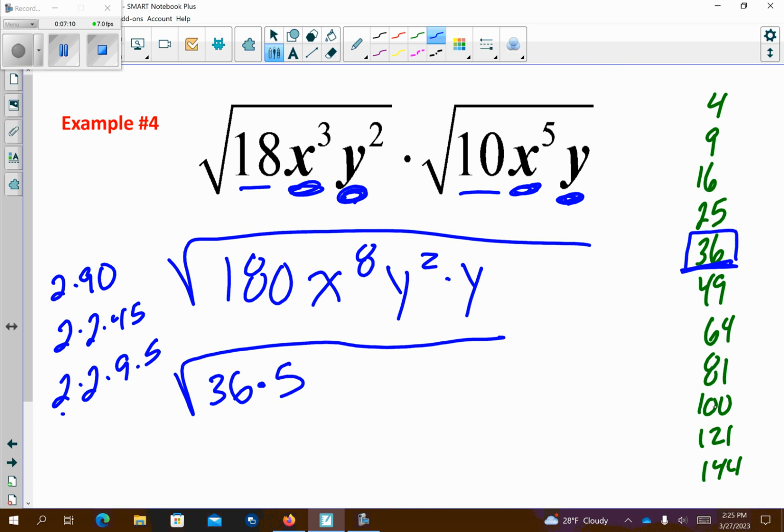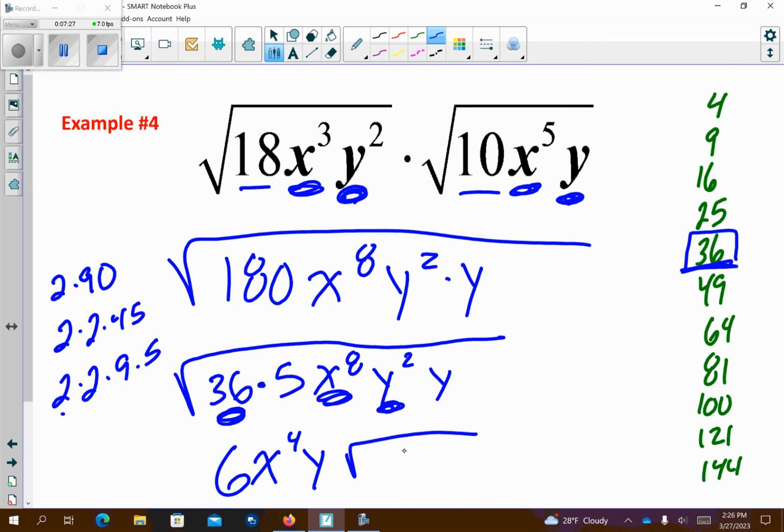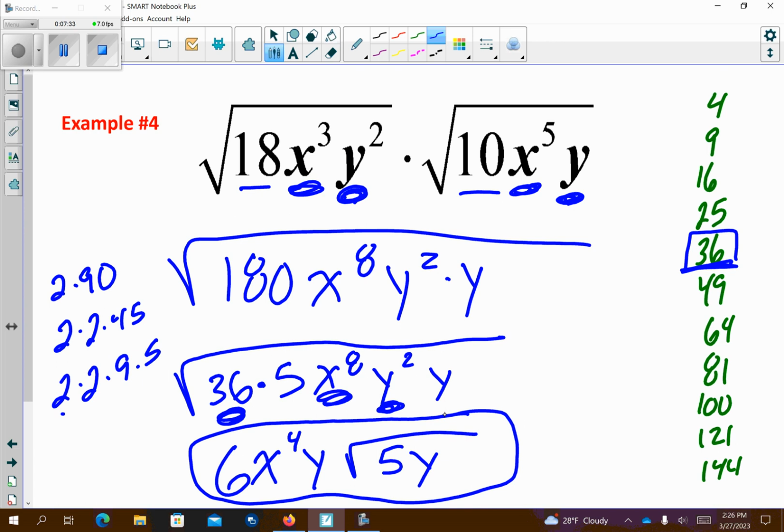Okay. X to the 8th is perfect square. Y squared is perfect square. So square root of 36 is 6. Square root of x to the 8th, take half of it. It's x to the 4th. Square root of y squared is just y, or y to the first. What do I still have left behind? I have a 5 and a y. There's my answer, 6x to the 4th y, square root 5y.